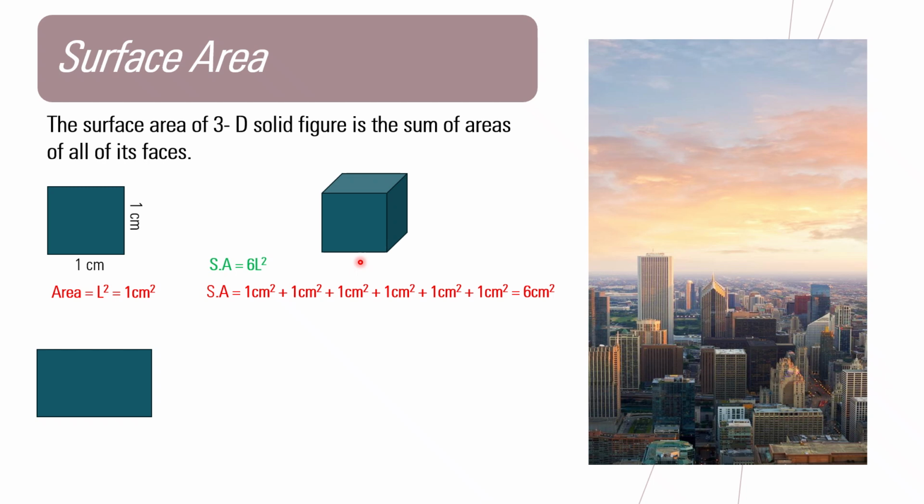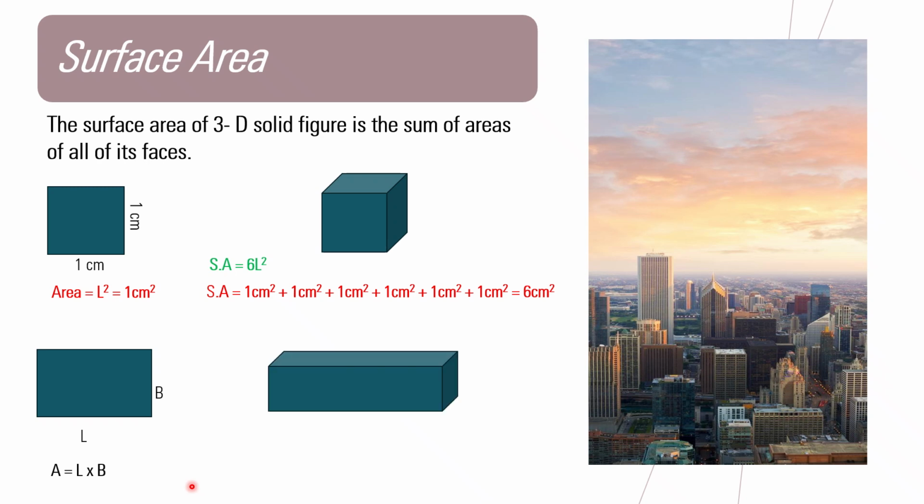Now this is a rectangle. Again, it is a two-dimensional shape and the two dimensions are length and breadth. To find out the area of this rectangle, we multiply the length by its breadth and we get the area of this rectangle.